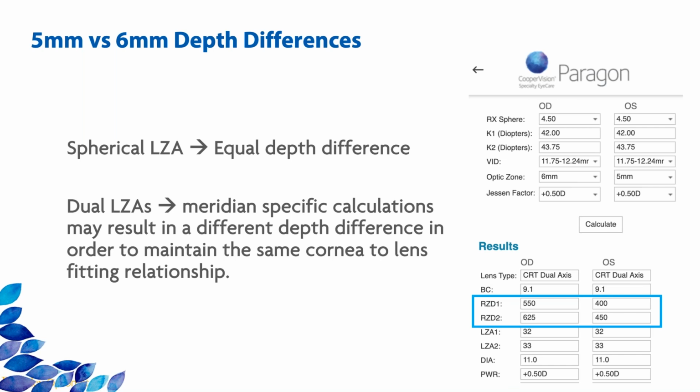However, if you had a dual axis or dual landing zone angle specified in your 6mm lens design, the 5mm lens design is going to be meridian specific, and the calculations for it will be meridian specific as well. So for those lenses that have dual LZAs, you might notice a difference in the RZD difference in the 5mm. Again, this is to deliver that same exact fitting relationship that you've always relied upon in the 6mm lens design, but something to note is that you will see slightly different changes between our 5mm and 6mm results for the same patient with the same Rx.